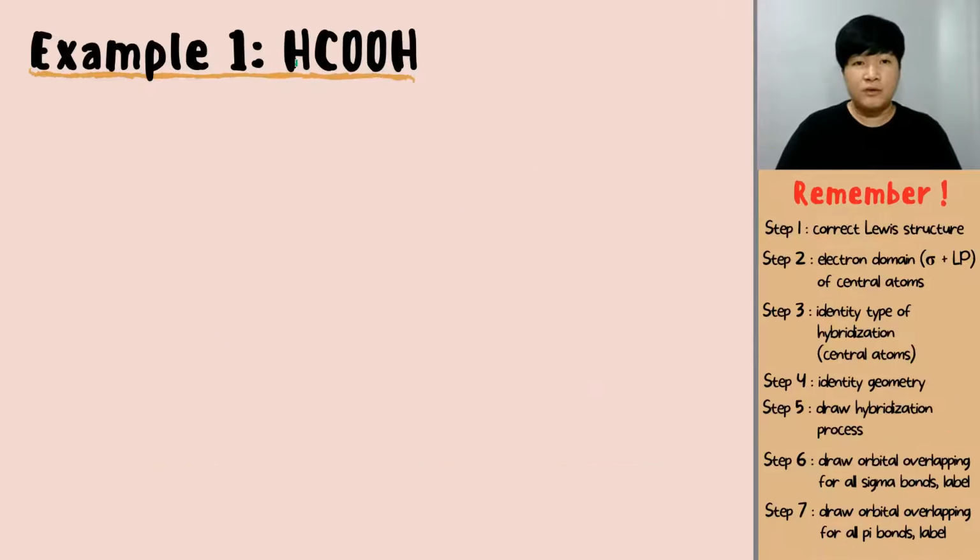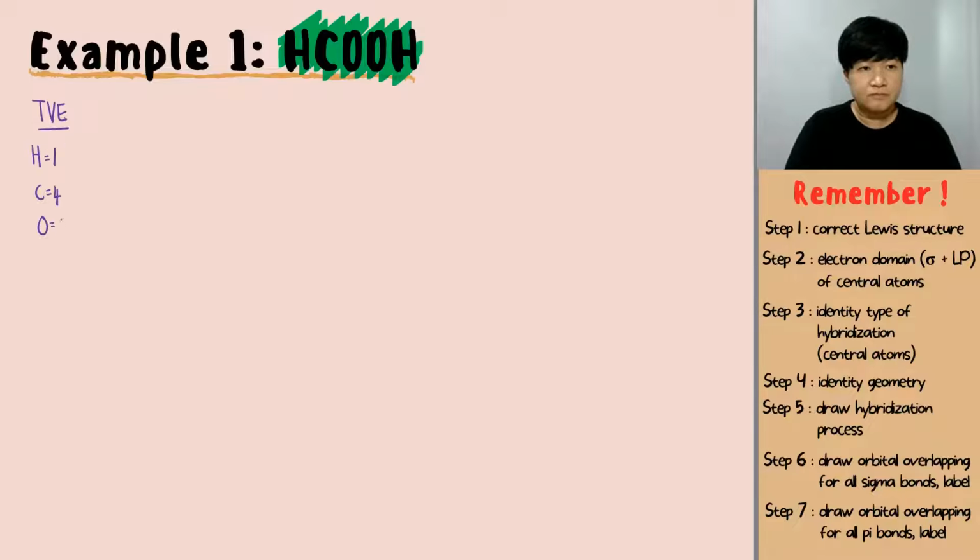Alright? So, the first example that I have in this video is your HCOOH over here. So, as always, we will start off with your total valence electron and the Lewis structure of your HCOOH. The total valence electron of HCOOH is 18, and the skeletal structure shall look something like this.